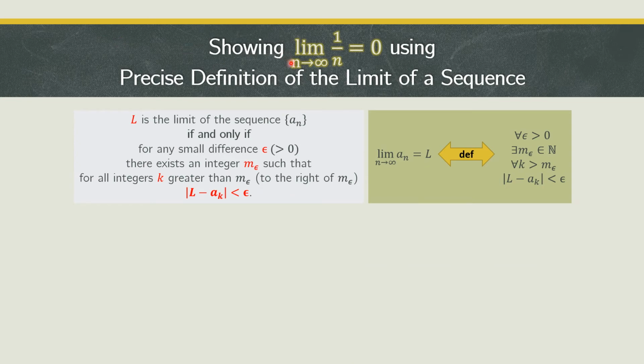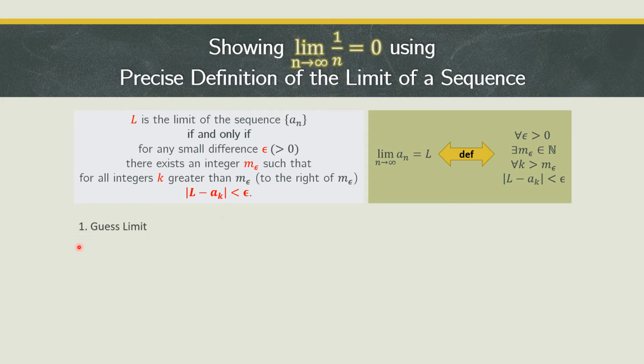Finally, we will now be using the precise definition of the limit of a sequence to show that the limit of this sequence is indeed 0. So here I just wrote again the precise definition, and we will go over the steps.